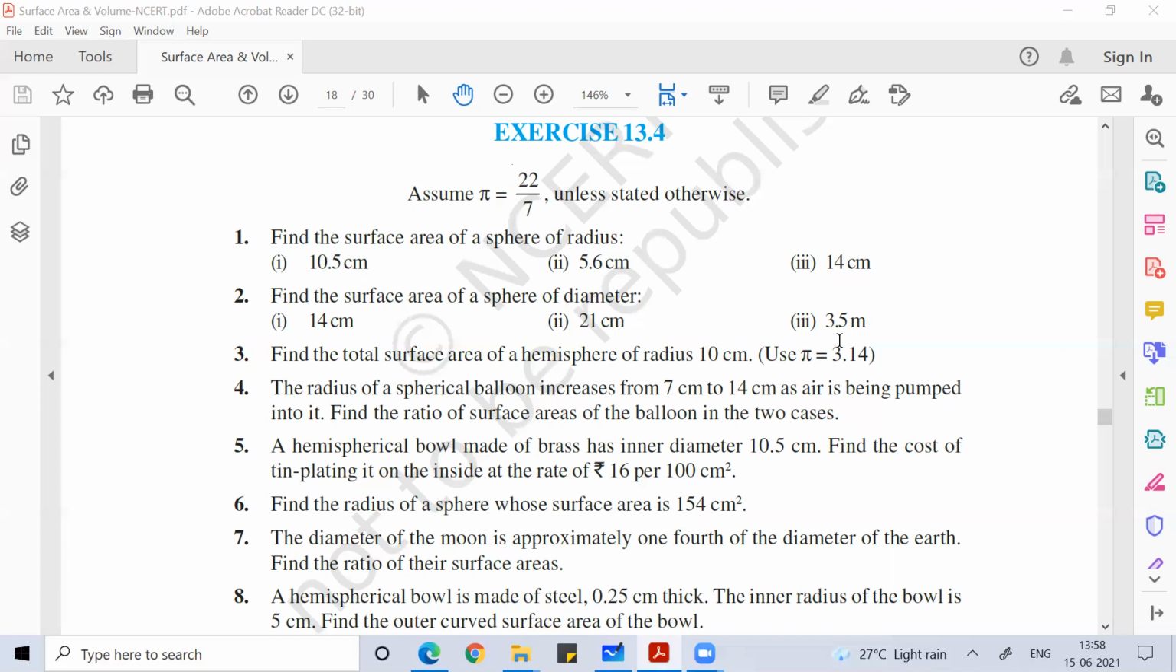The radius of a spherical balloon increased from 7 to 14. So we can take radius 1 as 7 and radius 2 as 14. So we can write the ratio as 4 pi r1 square divided by 4 pi r2 square. So that will become r1 by r2 whole square, which is 7 by 14 whole square, which is 1 by 2 whole square, which is 1 by 4. So 1 is to 4.